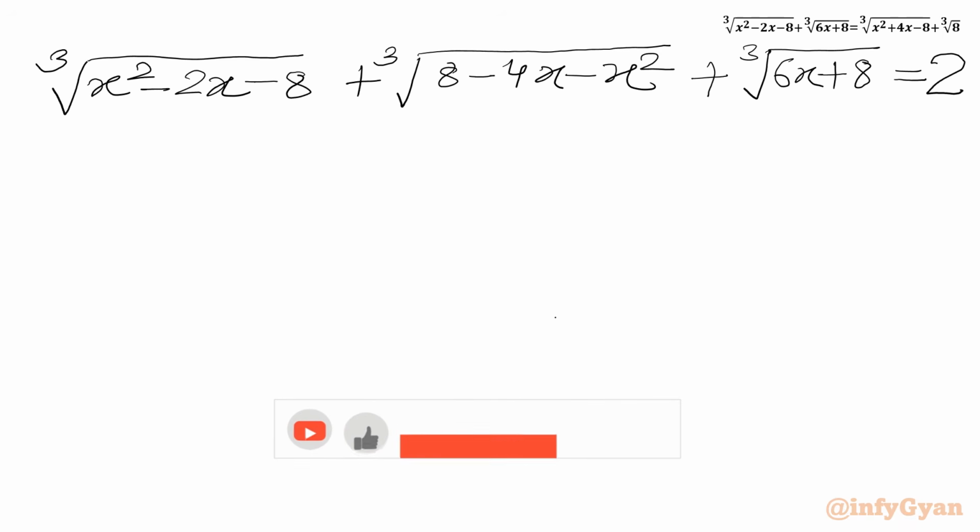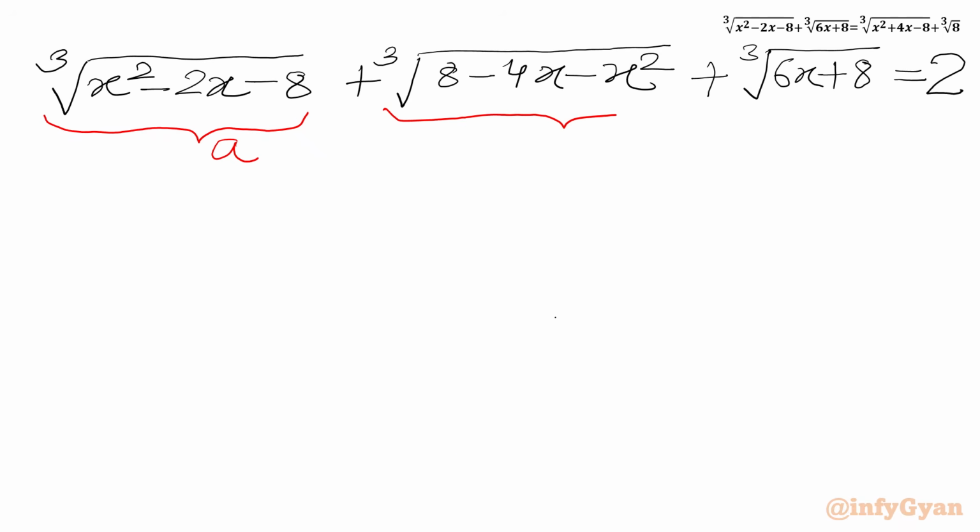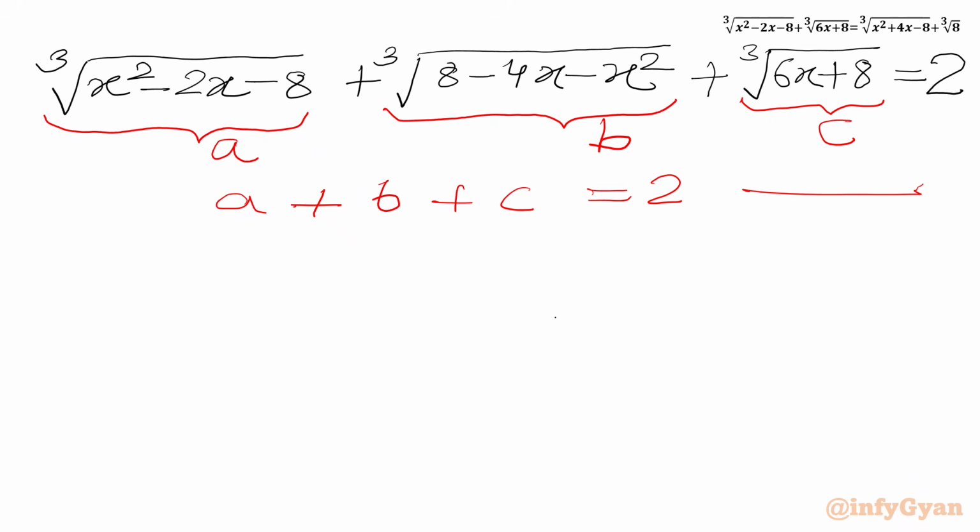Now we are going to use substitutions. Let's consider the first cube root equal to a. The second cube root we will call b, and let us assume cube root of 6x plus 8 equal to c. Now we can write our first equation: a plus b plus c must be equal to 2. This is our equation number 1.